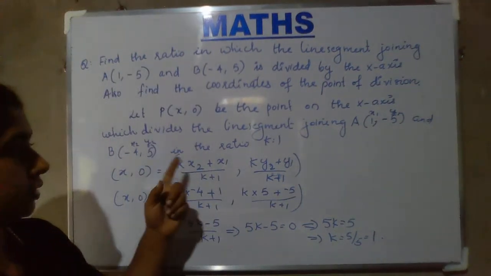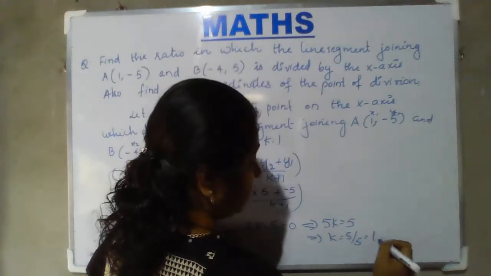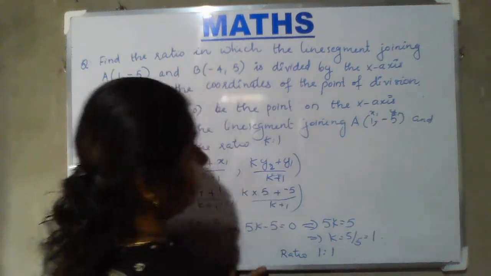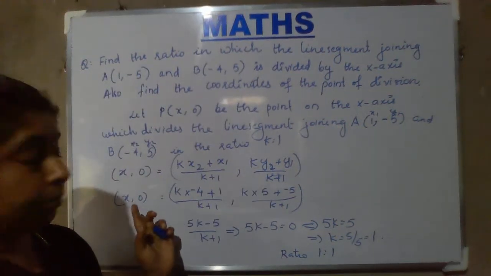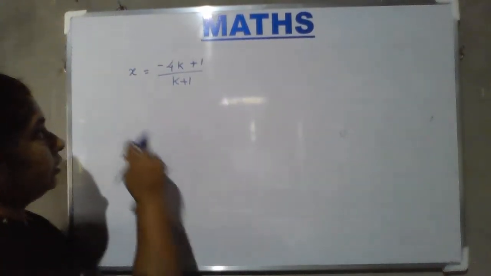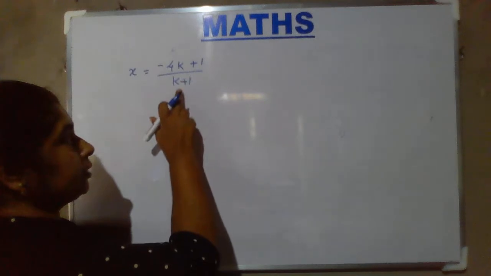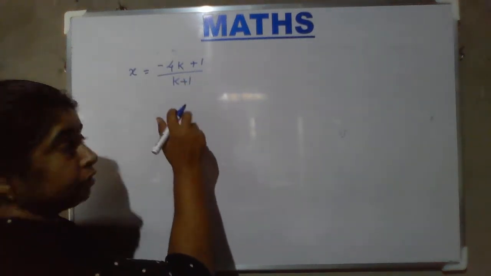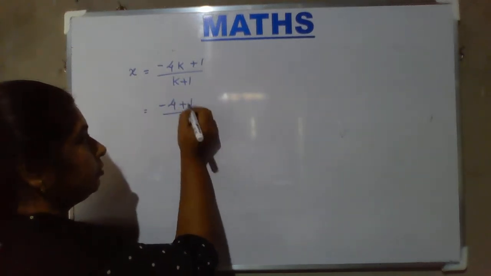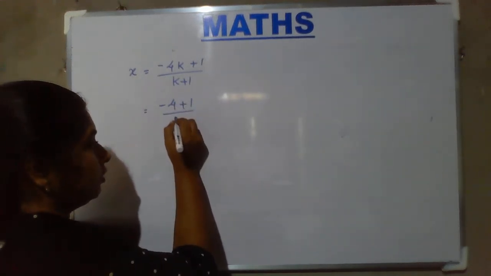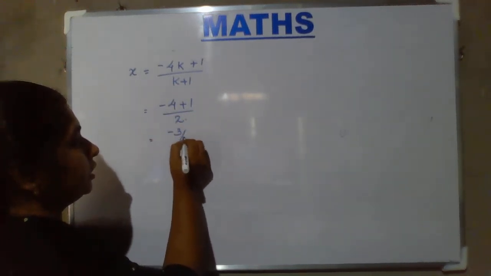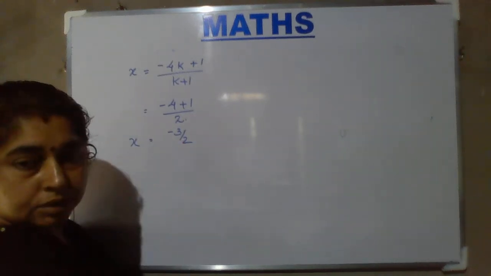So the ratio is 1 is to 1. Now we have to find the point on the x-axis. Now equating the x coordinate, we get x is equal to (-4k + 1) by (k + 1). We know that the value of k is 1. So -4 into 1 is -4, plus 1, by k + 1, which is 1 + 1, which is 2. That is equal to -4 + 1, which is -3, by 2. So the value of x is -3 by 2.